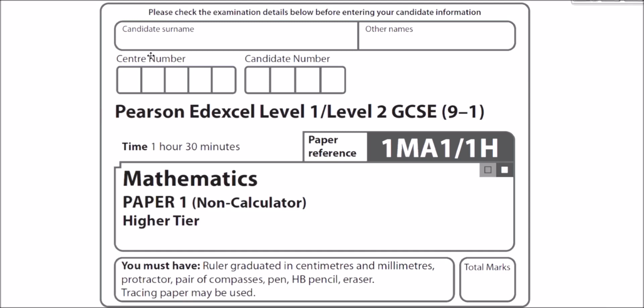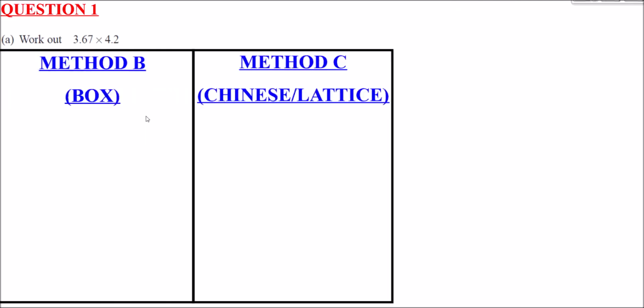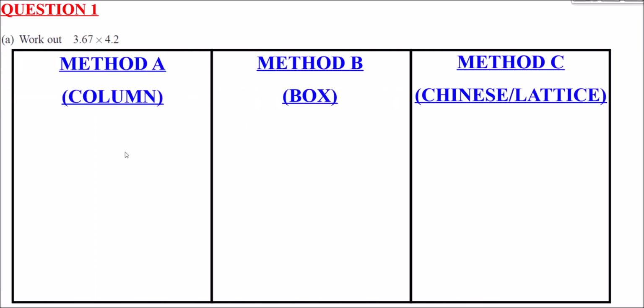Let's have a look together at question number 1. So question 1, part A, was a decimal multiplication problem. We needed to work out 3.67 multiplied by 4.2. So I'm going to show you 3 different ways for this one. The first method, which was just called method A, is a column method, and in my opinion this is the traditional old school method, probably because I was taught this one first, so I've got more familiarity with this one than the others.